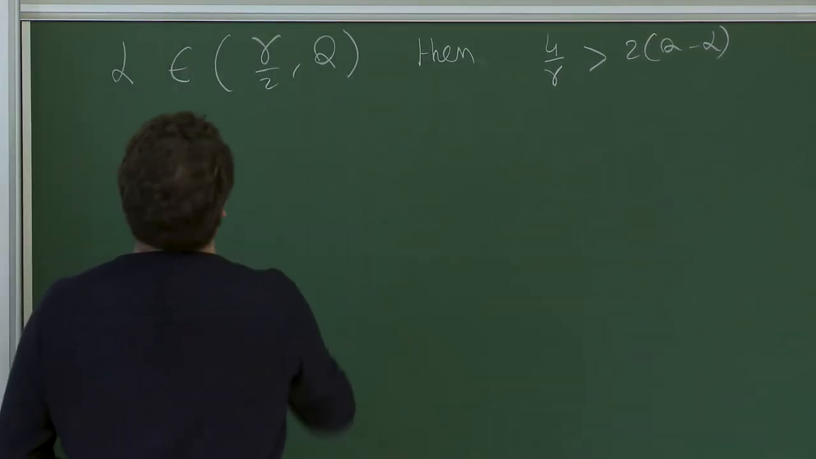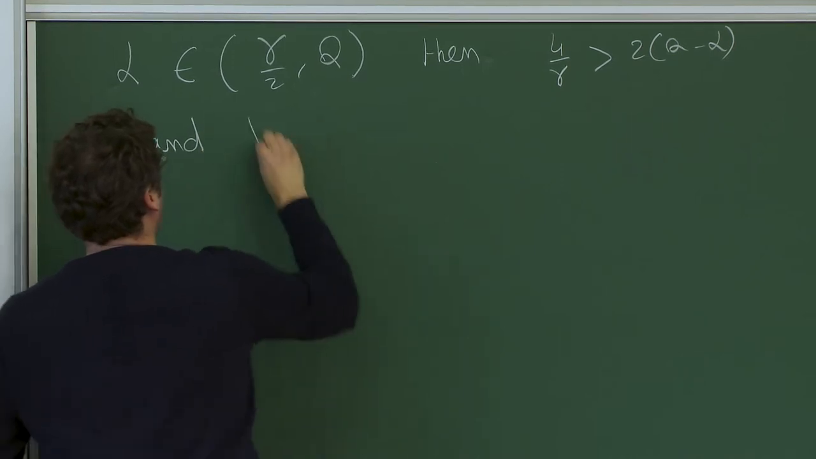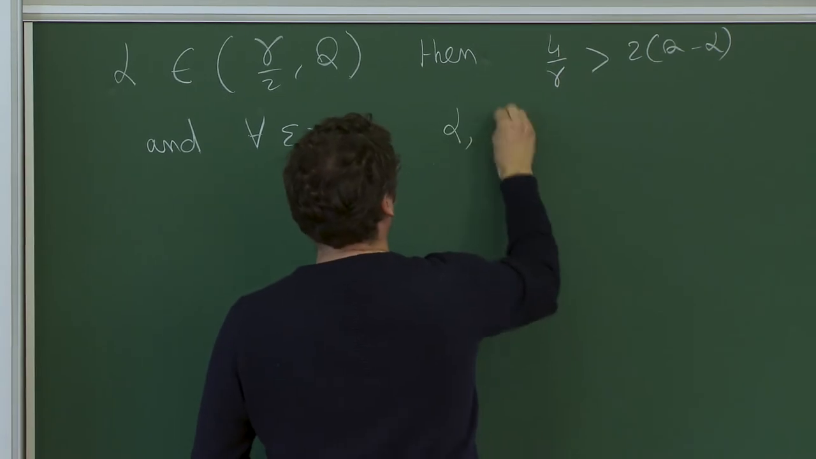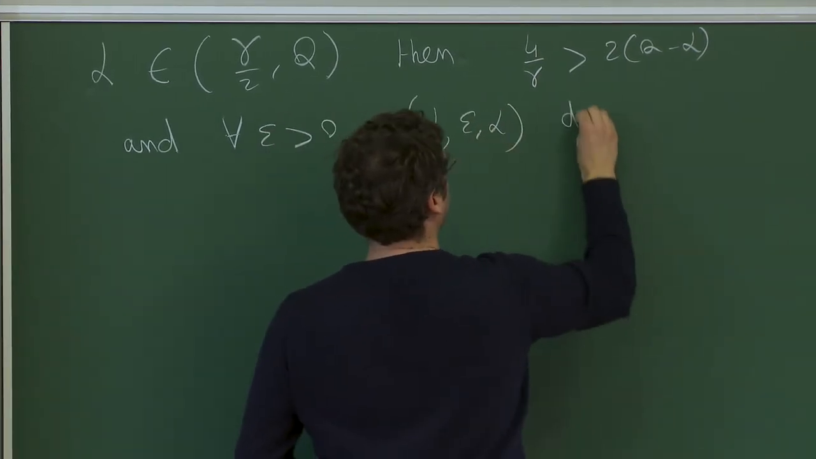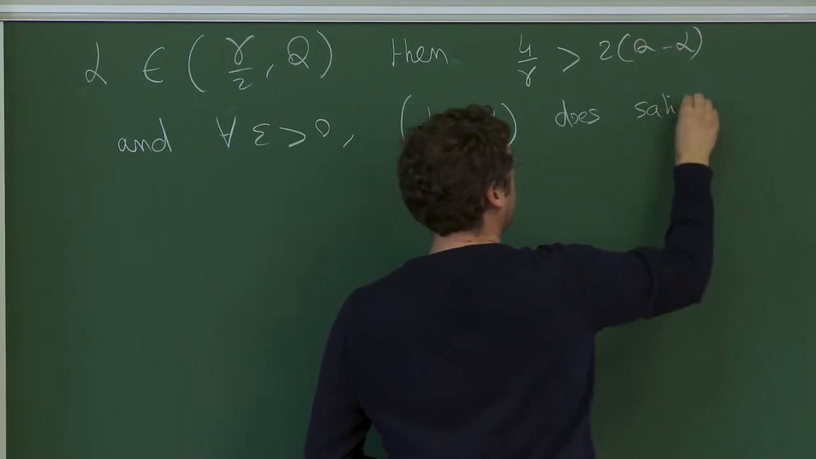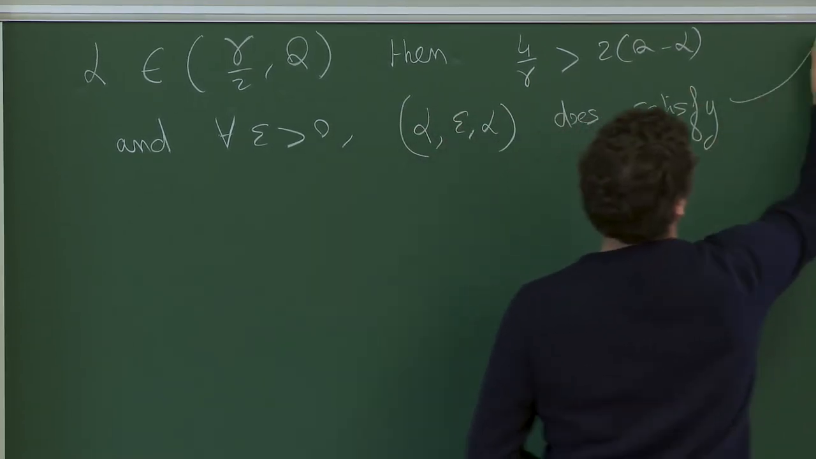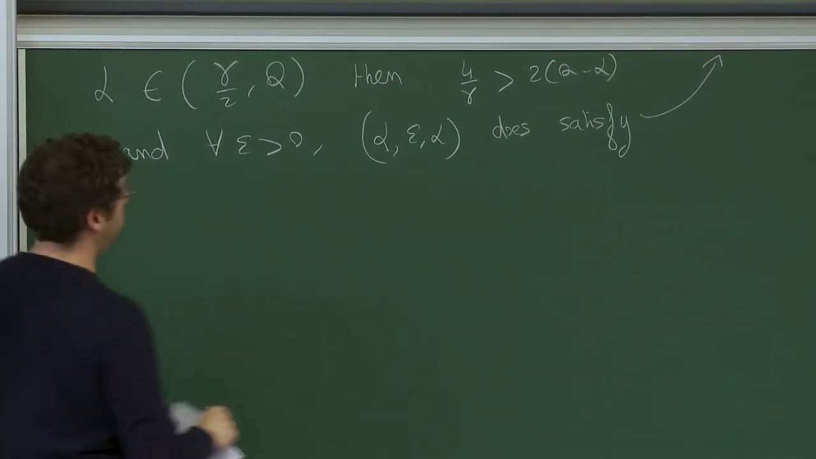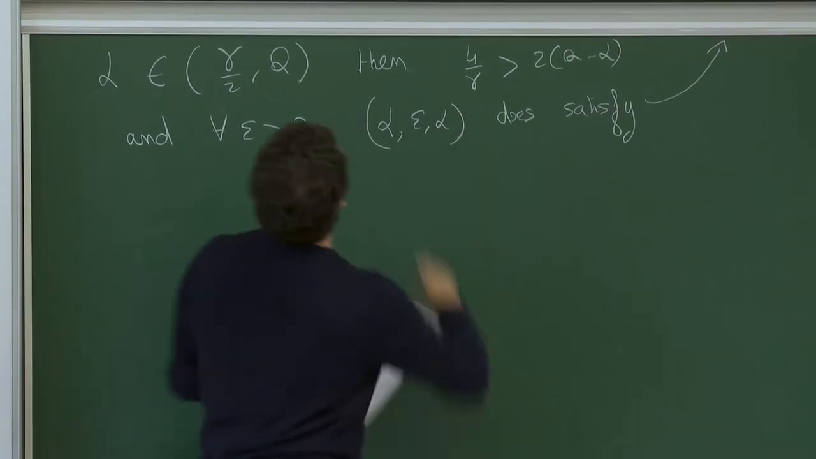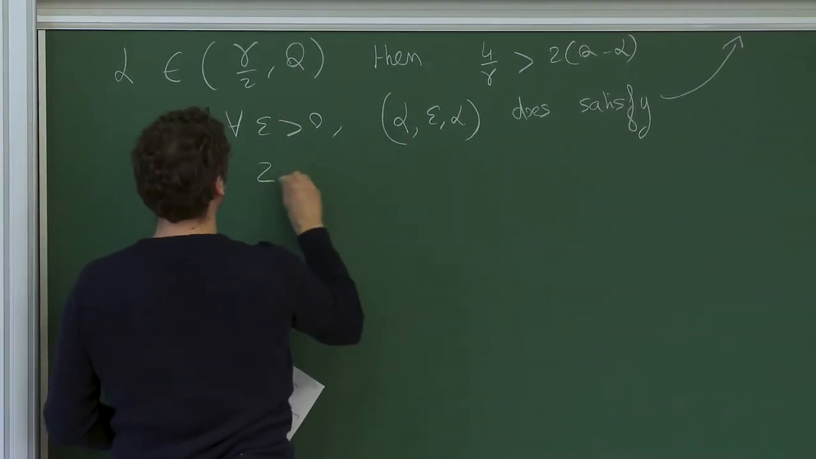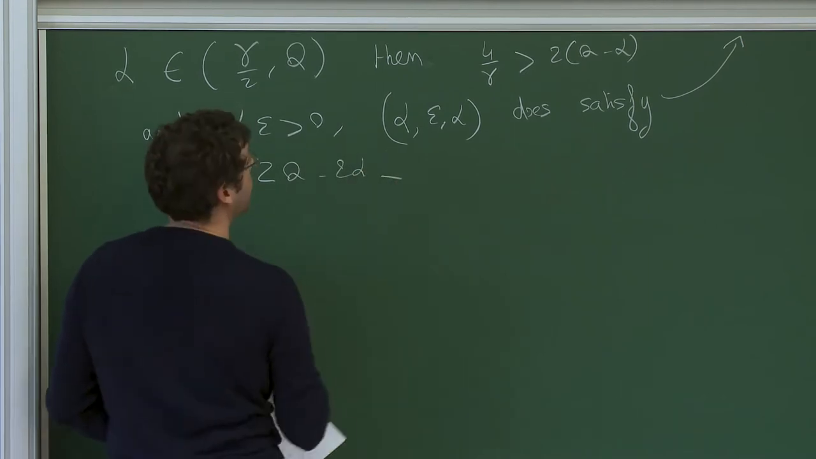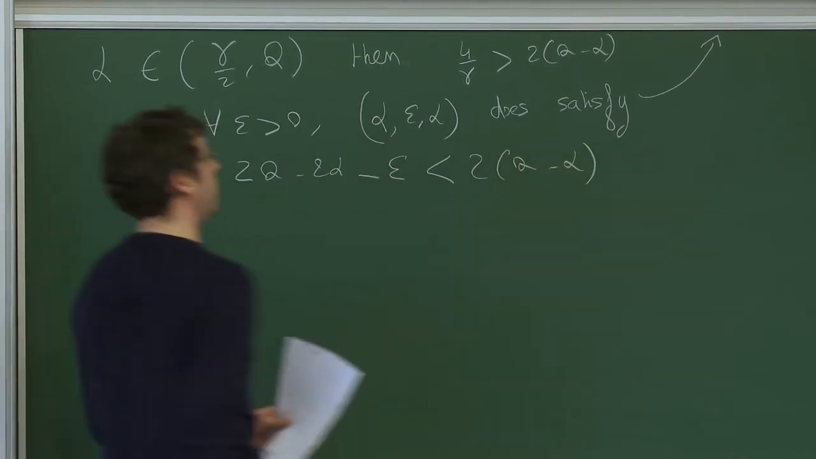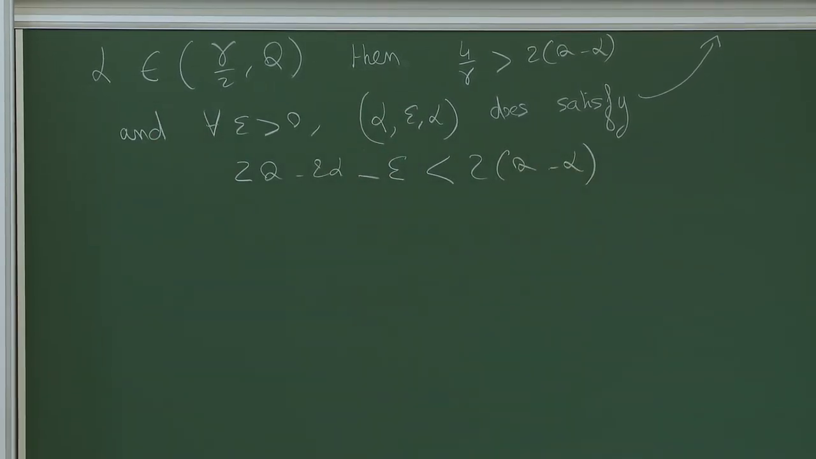And so what we have to look for is, for all epsilon strictly positive, alpha, epsilon alpha, does satisfy the extended Seiberg bounds. So it's an easy computation. This is bigger than this, then if I look at this, the condition is 2q minus 2 alpha minus epsilon smaller than 2q minus alpha, and this is obvious for all epsilon strictly positive.